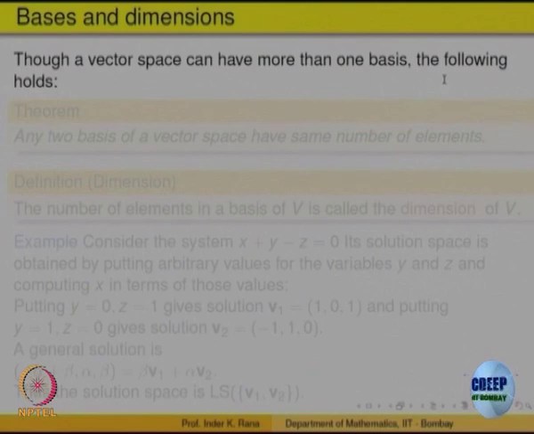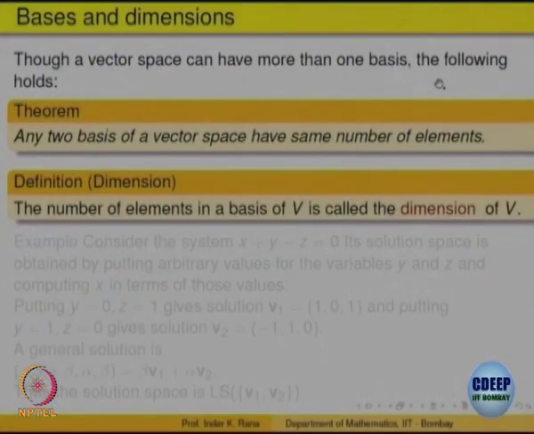However, a theorem in our subject says that any two bases of the vector space will have the same number of elements. The number of elements in two different bases has to be the same. It cannot be otherwise, right. In R2 we had B1 and B2, both had two vectors, right. One of them alone will not be able to generate. You want to see why?